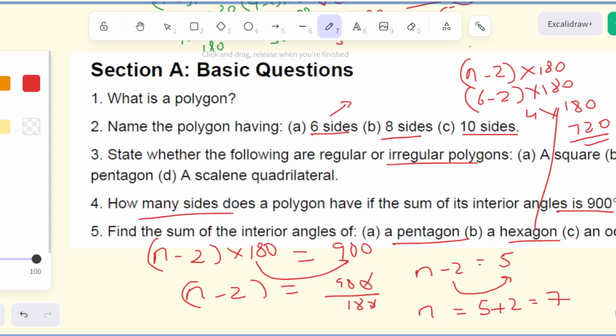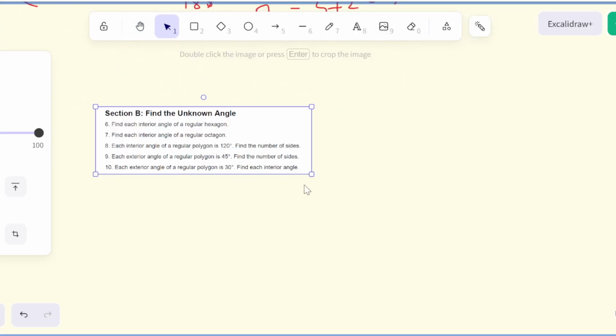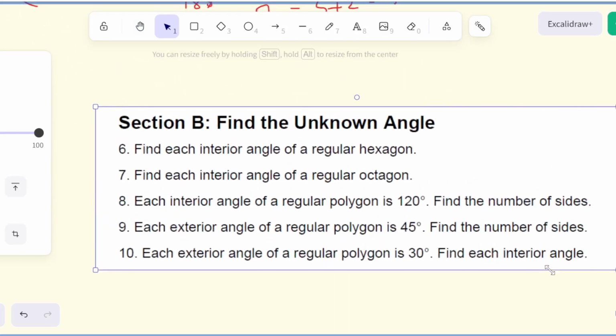Okay. What does a regular polygon mean, Pranshi? So a regular polygon has the same sides and same angles. Very good.